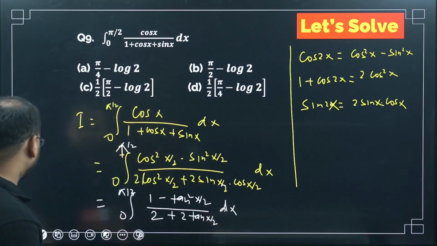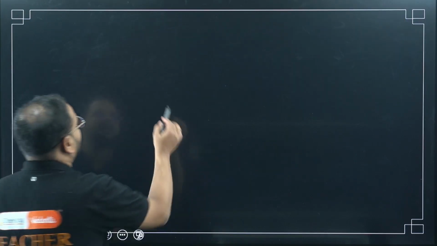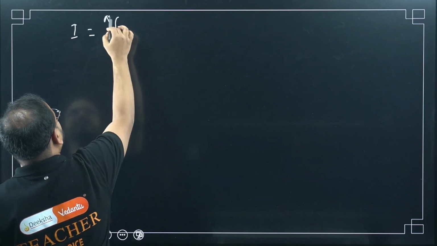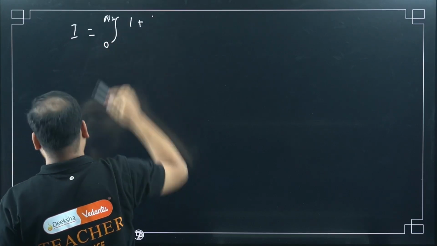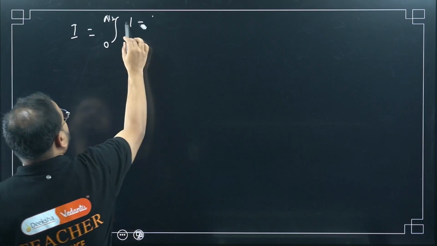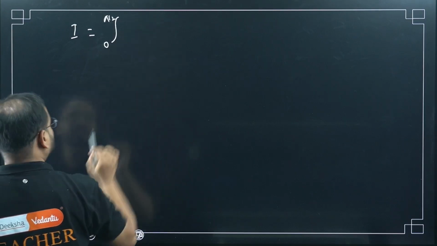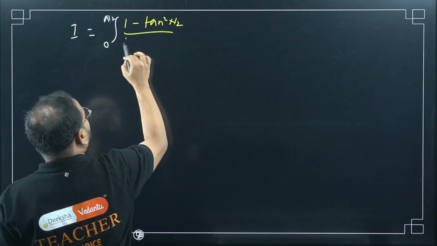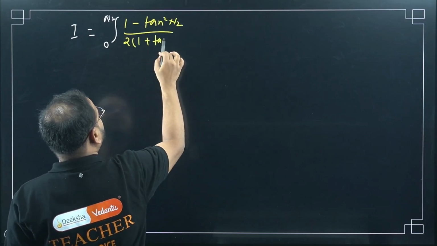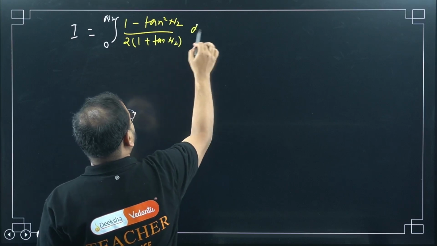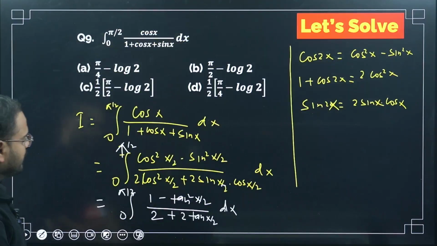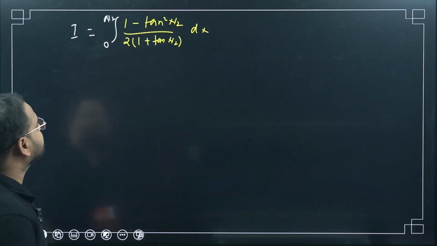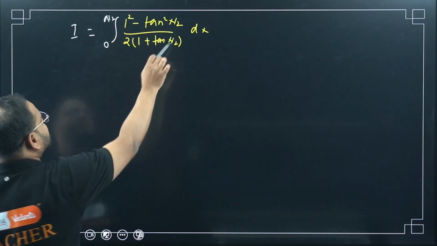Now have a look. I'll write it over here. Next step, I'll write this I as integral from 0 to pi by 2 of 1 minus, sorry, not 1 plus, 1 minus tan square x by 2 upon 2 times of 1 plus tan x by 2 dx. Have a look: 1 minus tan square x by 2, and 2 plus 2 tan x by 2. I've taken 2 common. Write this formula, a square minus b square.